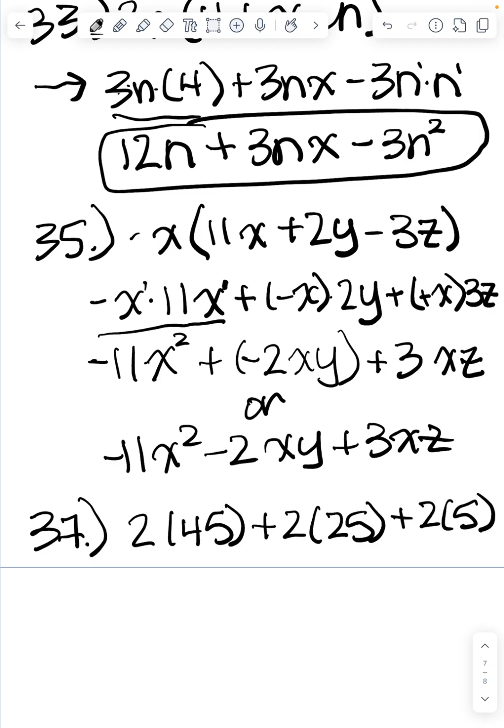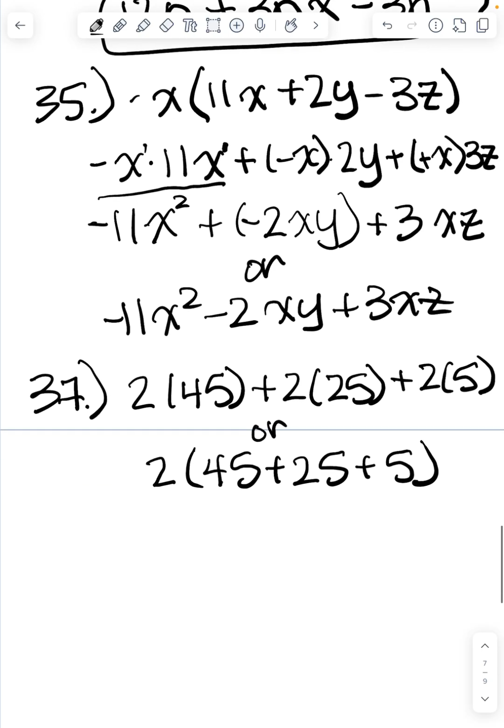So this is one way you can write your expression. Now you know this is actually a 2 distributed across 3 numbers. So the other way is to say there's 2 times the quantity 45 plus 25 plus 5.